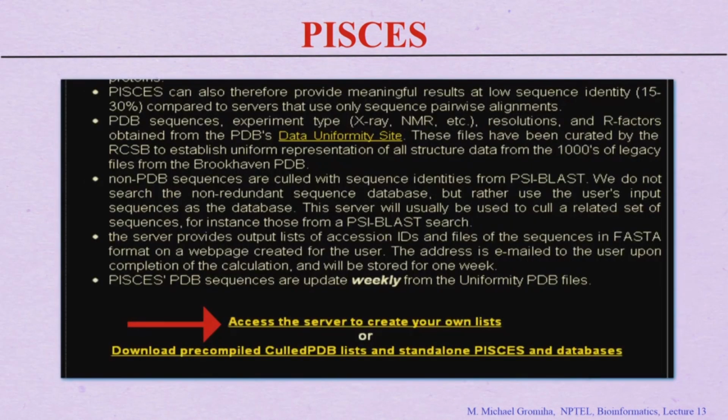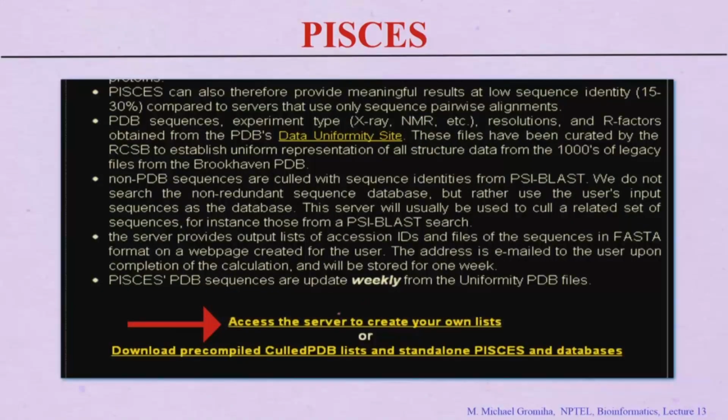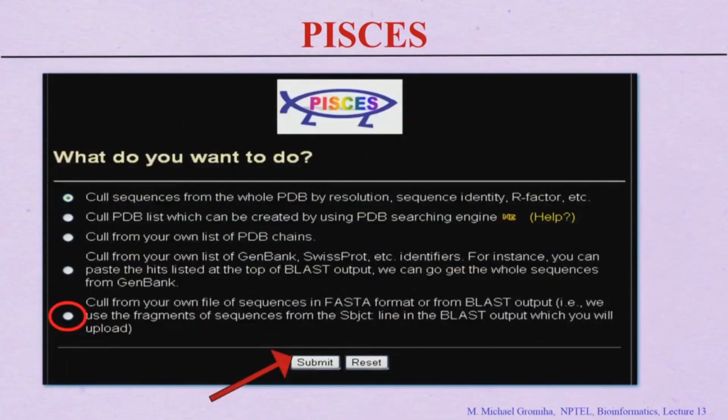So, this is the online tool. If you want to get the sequences which are already available in this server, you can get them, or if you want to create your own data set. For example, if you have 1000 sequences and you want to get the non-redundant sequences, in this case you can access the server to create your own list. If you click on that, it will ask for different options, which one you want.